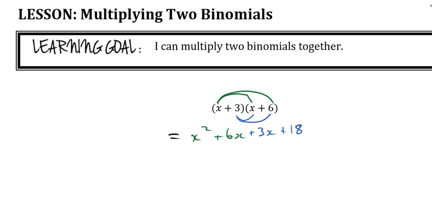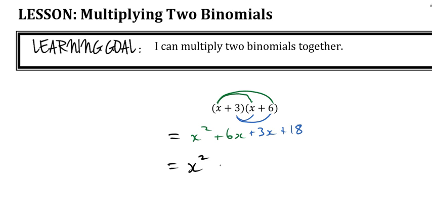Like, am I done? Can I do anything else? You created like terms. What are the like terms? 6x and 3x. Very nice. So the x squared, there's no other x squared terms. 6x and 3x, I'm adding them now. I'm not multiplying anymore. I'm adding.